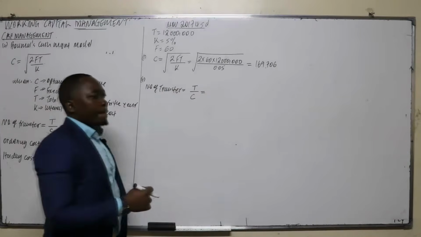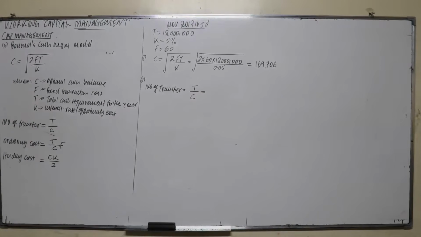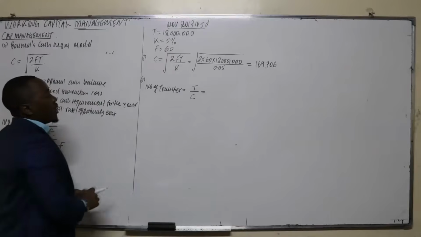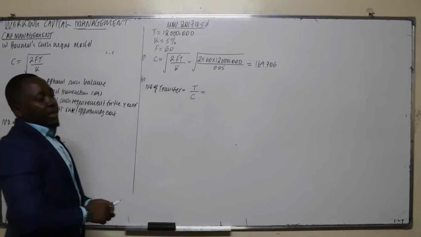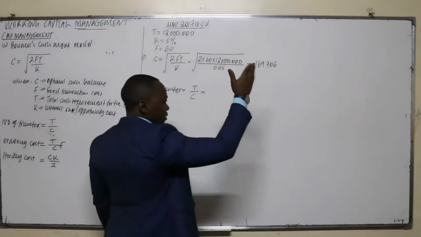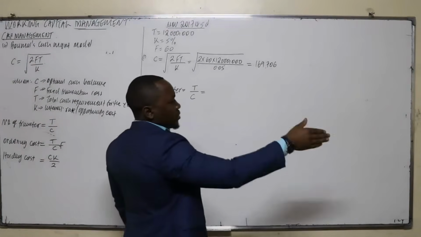Now, what does it mean? Let me explain in layman's language what it means. If the company needs 12 million in the year, then every time they draw the money or bank the money, they'll be dealing with batches of 169,706, like that.